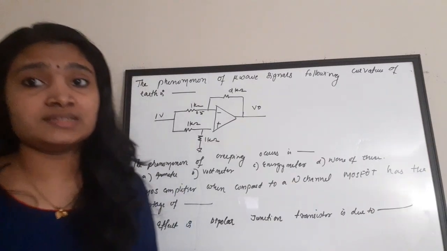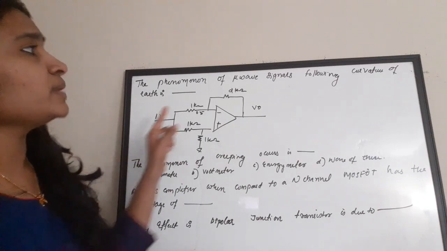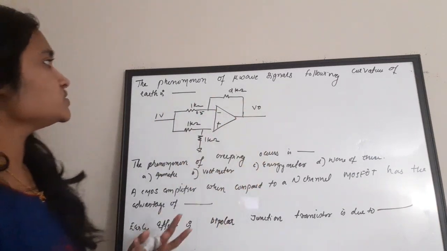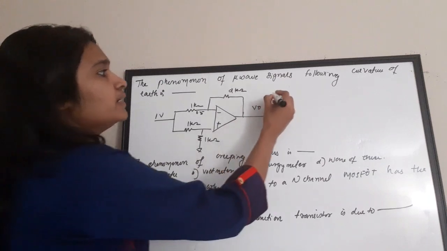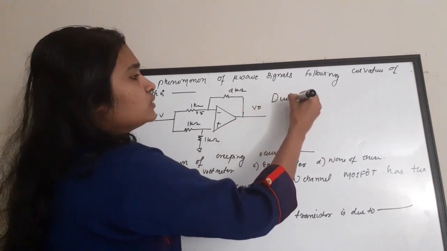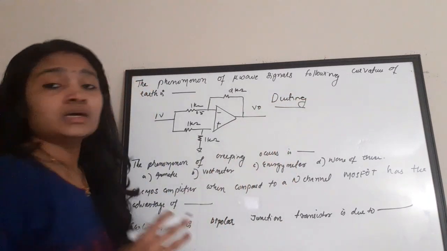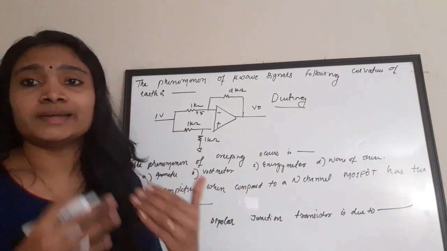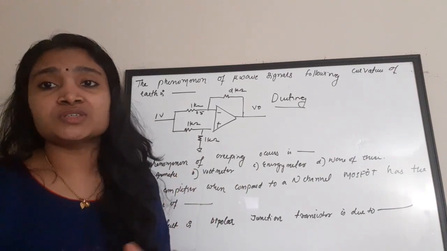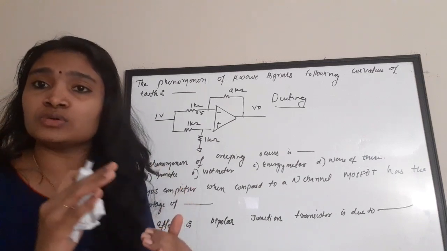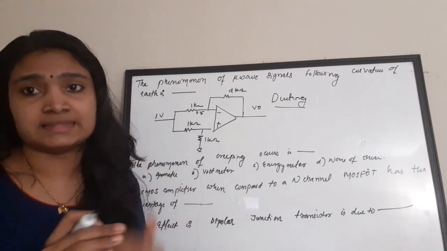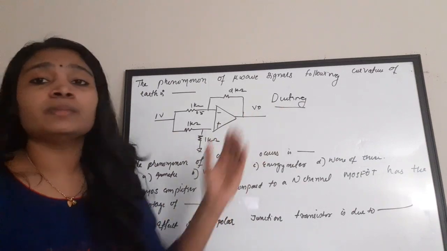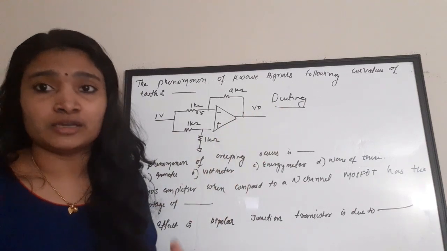The next set of questions is this. The phenomenon of microwave signals following the curvature of Earth is called dash. It is called ducting. When the microwaves travel through the lower layers of the atmosphere, due to atmospheric refraction, they follow the curvature or bend. This phenomenon is nothing but ducting. So please have an idea of it.